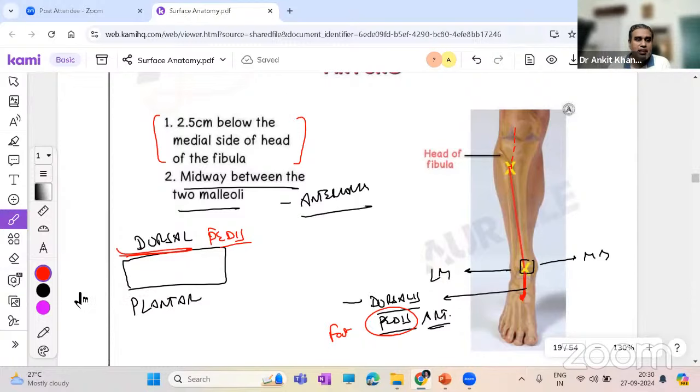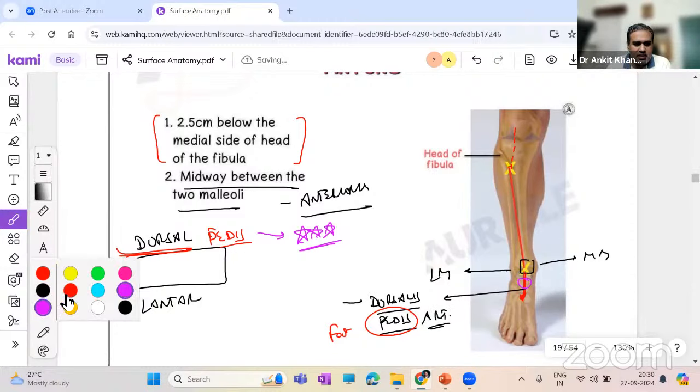Again, can it be palpated? The answer is a big yes. You should practice to palpate this dorsalis pedis artery. Also, where to palpate? Again, between the two malleoli, palpate it over here, or slightly move your finger a couple of inches in front, then you can palpate this artery over here.